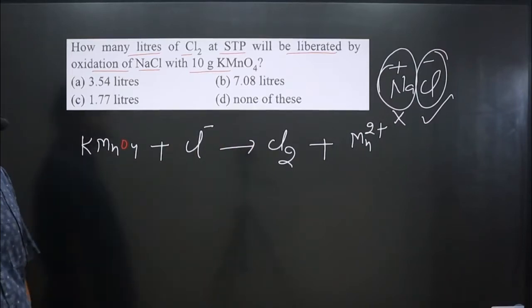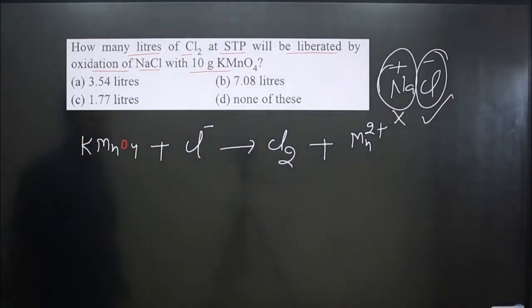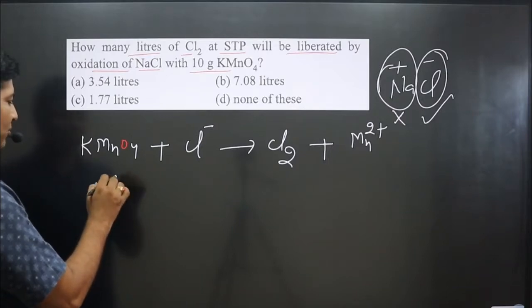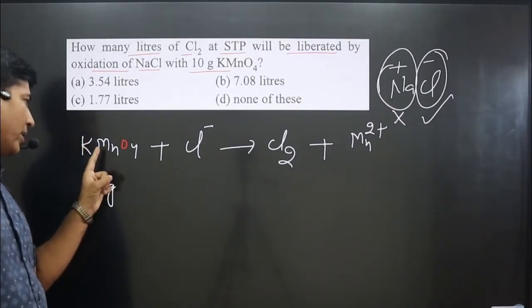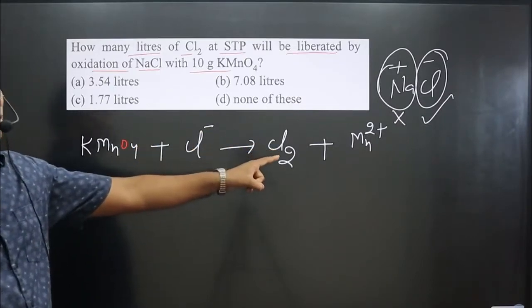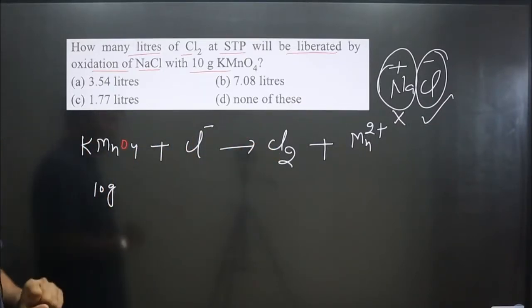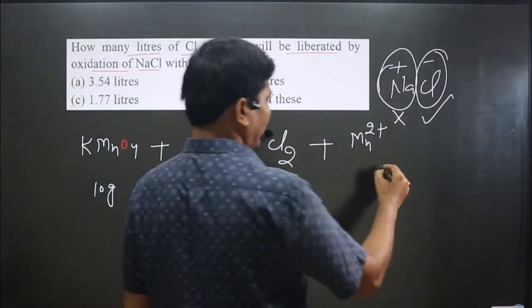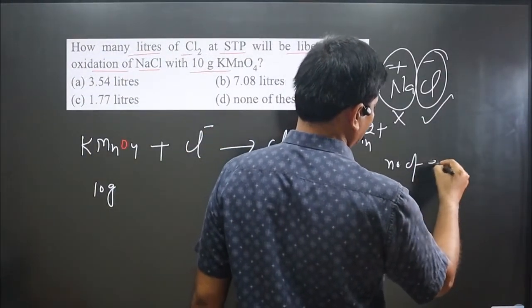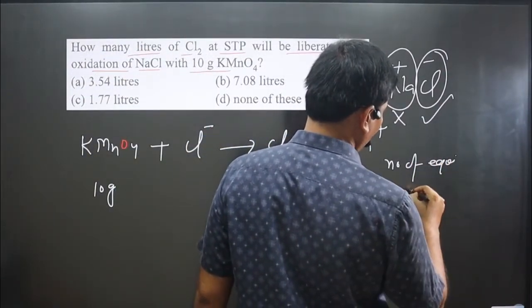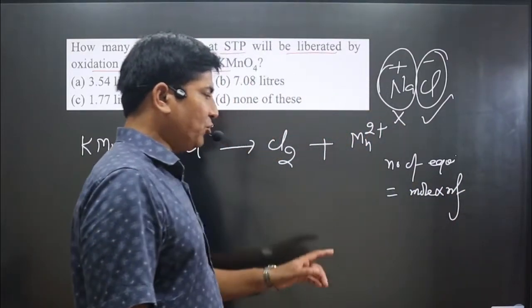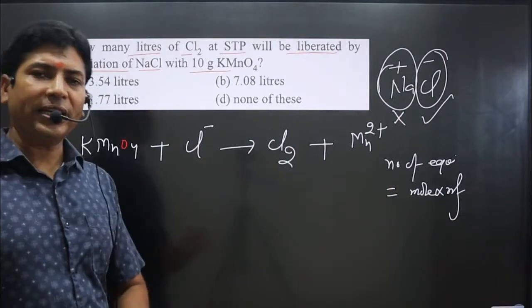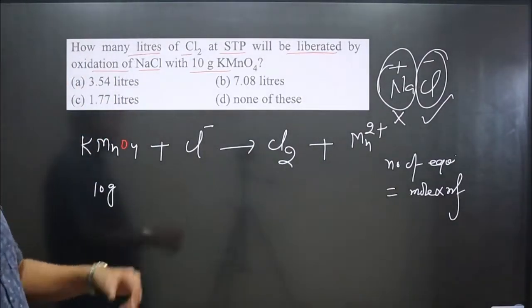Now for Cl2 we have to calculate the volume, and the data for the KMnO4 is given: 10 gram KMnO4. So now we can apply the concept of equivalence. The number of equivalents of KMnO4 is equal to the number of equivalents of Cl2, and the number of equivalents is equal to moles multiplied by n factor. So to apply this formula, we need to calculate the n factor value.